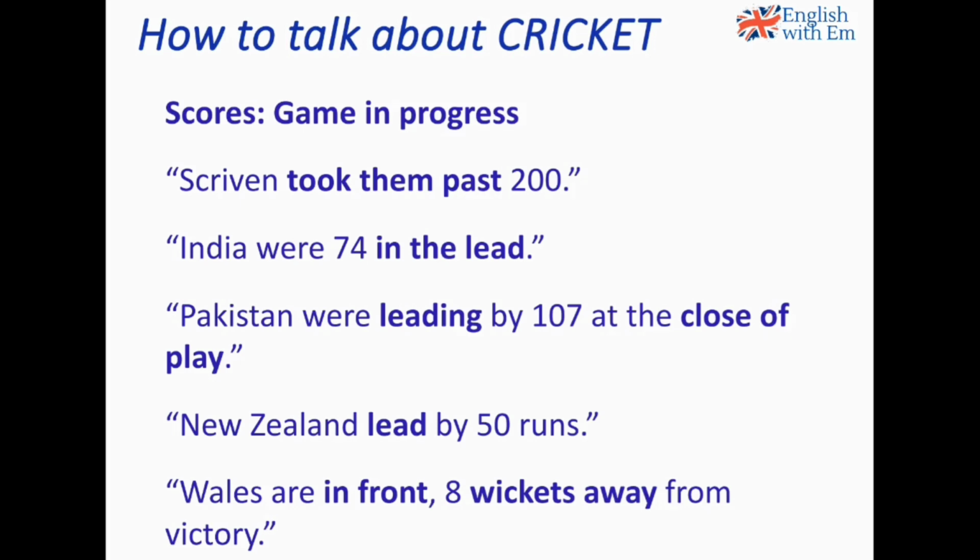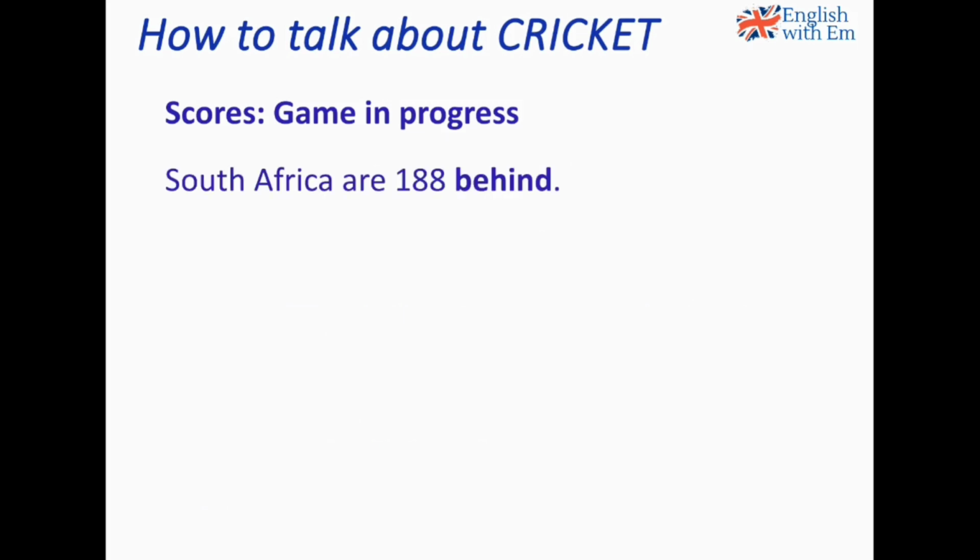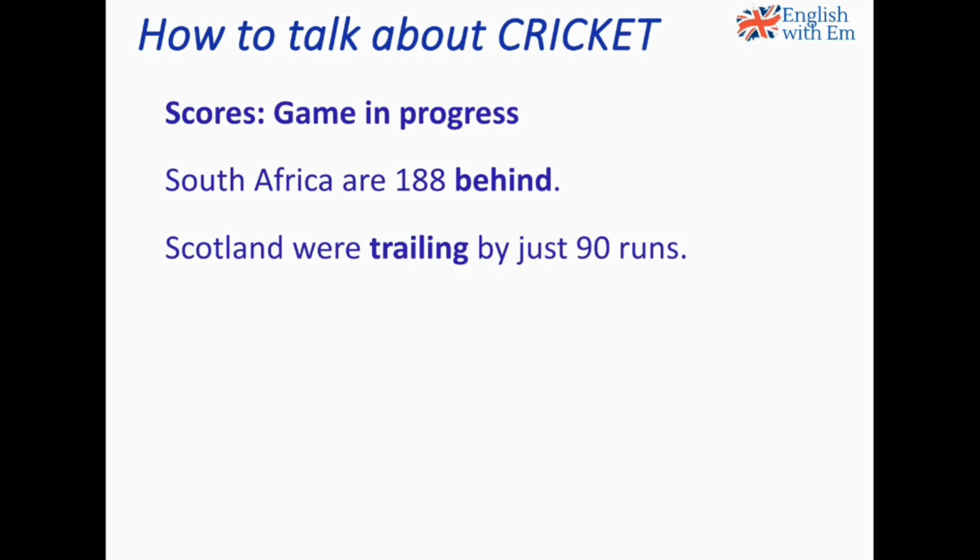Wales are in front, 8 wickets away from victory. So in front also means leading or winning. And 8 wickets away means that they need to take 8 more wickets in order to win. South Africa are 188 behind, so behind means losing. Scotland were trailing by just 90 runs. So again, trail is a very common verb to use. Instead of losing, they were trailing. England trail by 190.